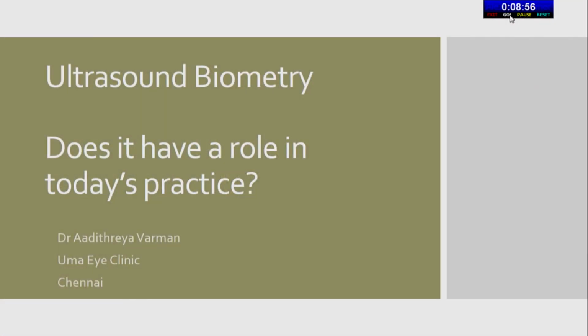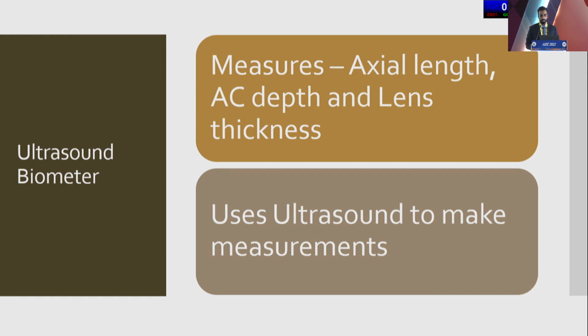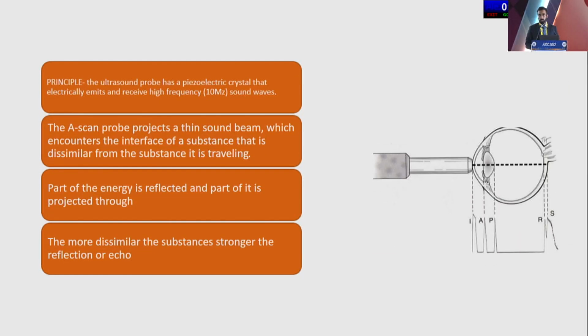Hello and good morning. Today I'm here to talk about ultrasound biometry and its role in refractive cataract surgery practice today. As we all know, accurate biometry is a cornerstone of any refractive cataract surgery. We have to absolutely nail all our biometric parameters to give the patient a good emmetropic result. So what are the main parameters we look at? We look at the axial length, AC depth, and lens thickness that any formula needs to give you an accurate biometry. The ultrasound biometer uses ultrasonic waves to give you the correct measurement of the axial length. So to understand it better, let's go back to the basics.